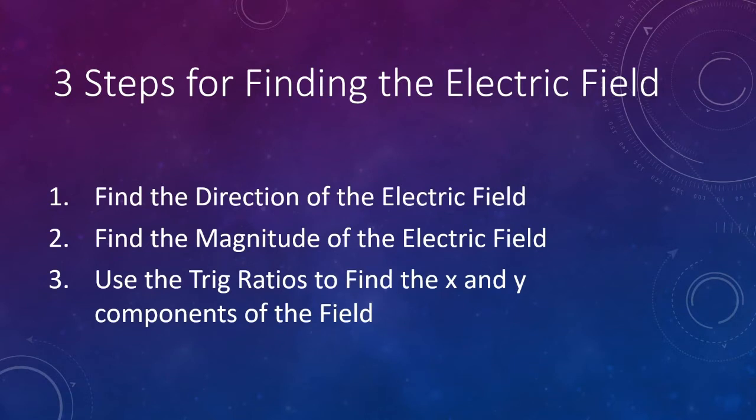a point charge. The first thing that you can do doesn't involve any math. You just find the direction of the electric field based on the charge and where you're looking. Secondly, you'll find the magnitude of the electric field through Coulomb's law. And then lastly, if you're looking at a point that's off axis, you have to use some trigonometry to get the electric field in its x and y components, and we'll use our trig ratios of the sines and cosines. So let's go through each of these and we'll do a couple examples.